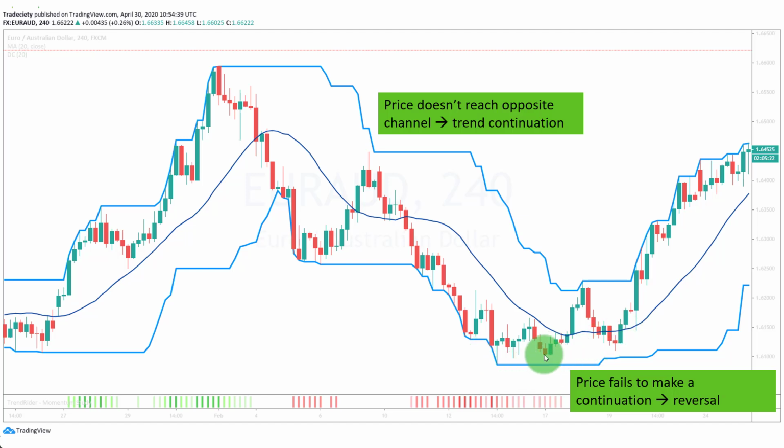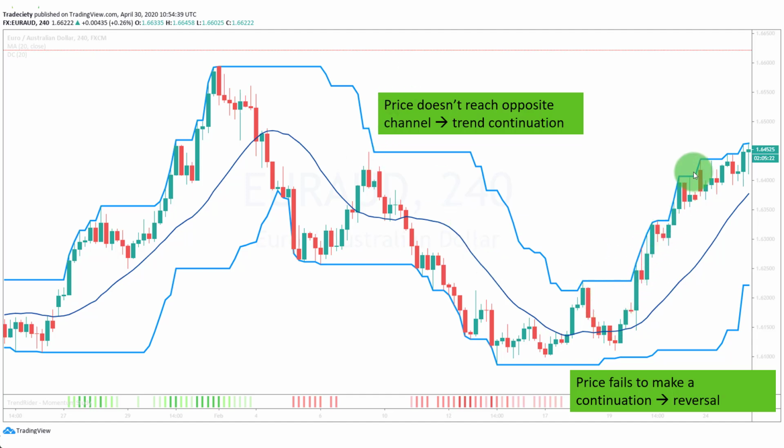Now it fails to reach the Donchian channel, and it breaks the moving average. And the third piece to the puzzle is that it is now making a higher high, because the market is pushing the Donchian channel higher, which it did not do here. So here we didn't have a strong uptrending signal, but here now we do.